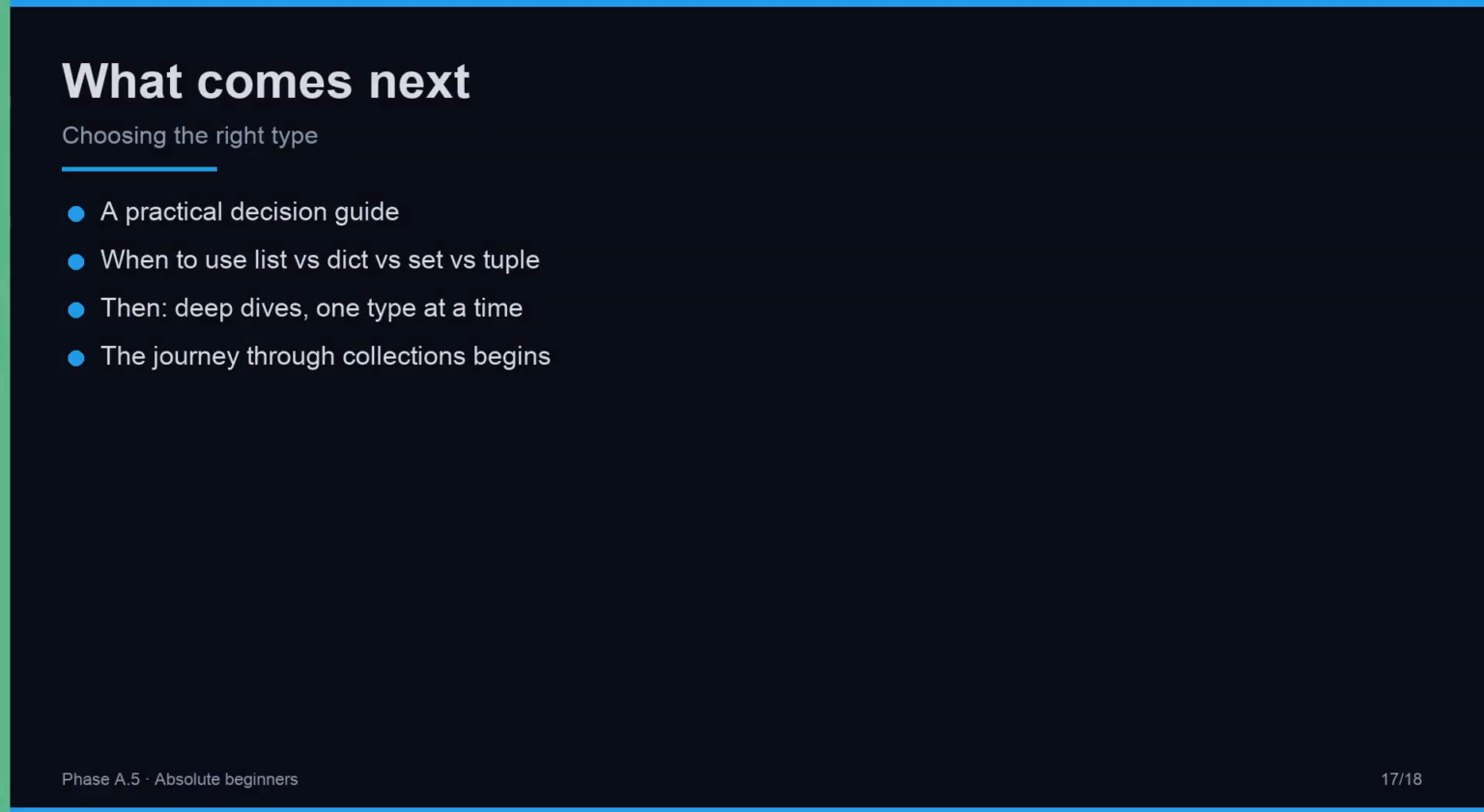Next lesson is a practical decision guide. When do you choose a list over a dictionary? When is a set better than a list? When does a tuple make sense? We answer with a simple decision process. Then we dive deep into each type, one at a time, with many code examples. The journey through collections begins now.